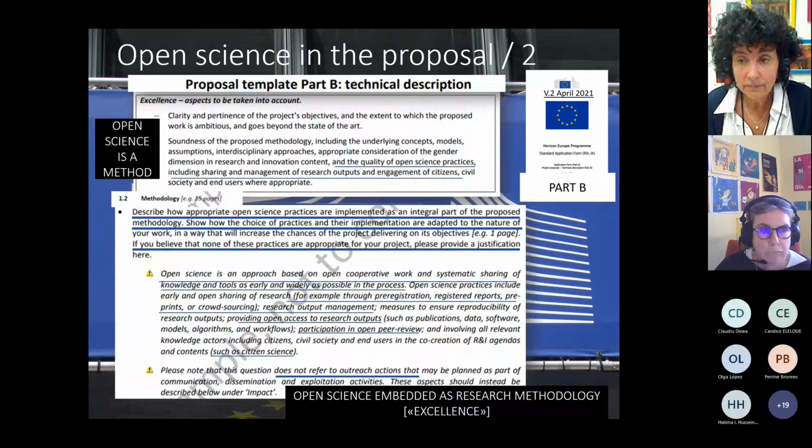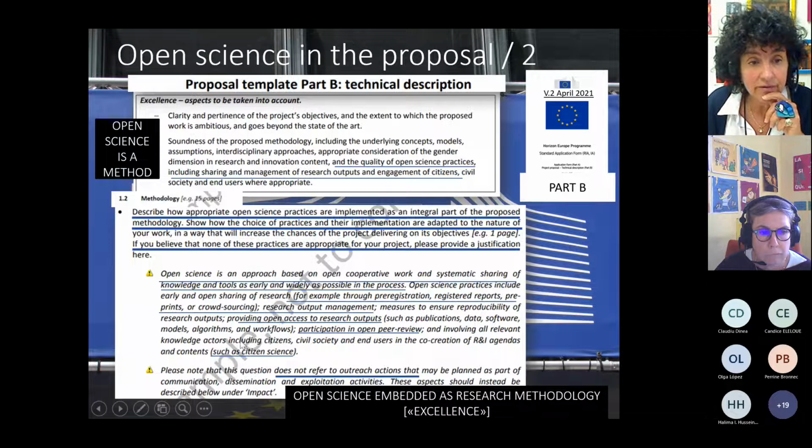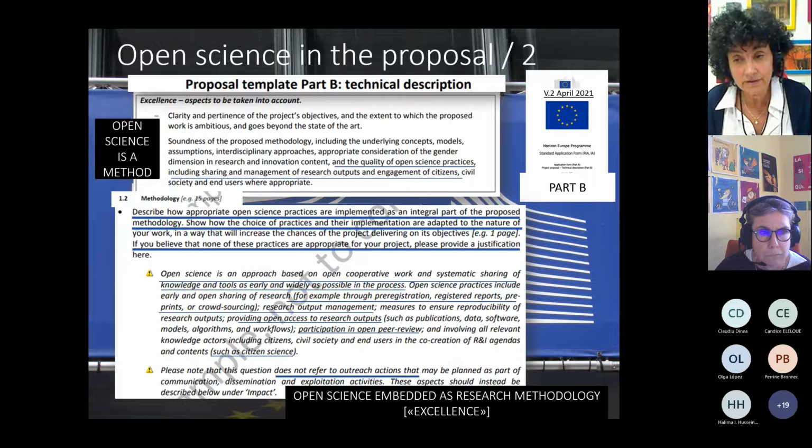Then you have in part B, these 2 pages we already referred to. So in the excellence part, you have point 1.2, the first bullet point: describe how appropriate open science practices are implemented as an integral part of the proposed methodology. Show how the choice of practices and their implementation are adapted to the nature of your work, okay? That's why you can't copy paste.